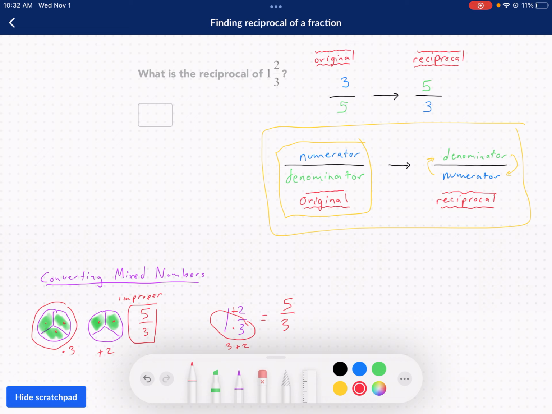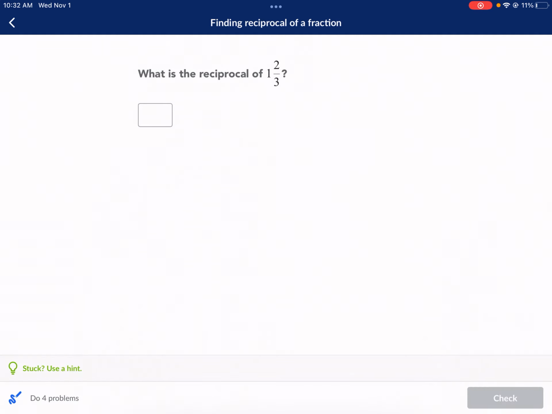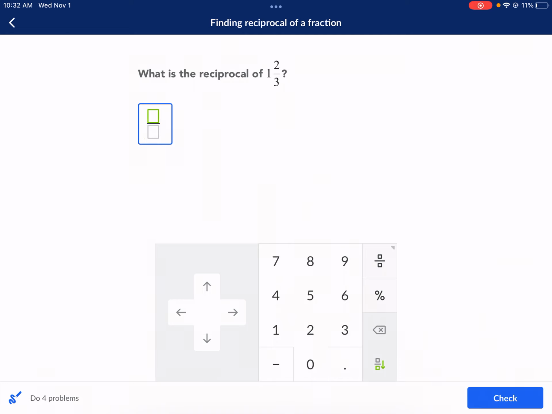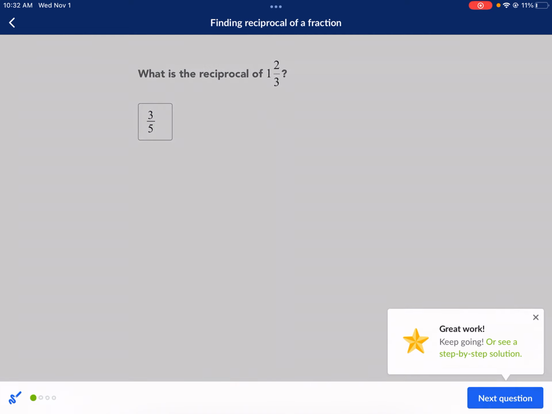Now that we have our original fraction, we're going to change it to the reciprocal by doing 3 over 5, and that's going to be our answer for this first one. So I'm going to put in the fraction symbol, 3 over 5, hit enter, and we're on to the next question.